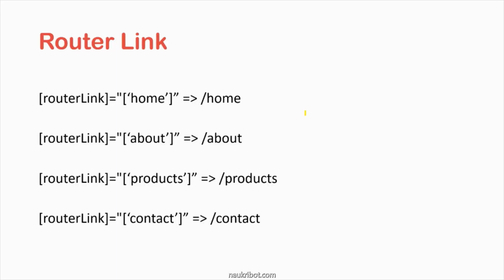Now we will discuss router link. What is this router link? You will understand it more practically, but I'll tell you a little bit about it. You have defined all the paths, but how will you navigate from one part to another? In normal HTML, we write an anchor tag to move from one page to another page. But in Angular, that anchor tag is converted into router link. So whenever we want to move from one view to another view, we will use router link and we will define the path in the router link.